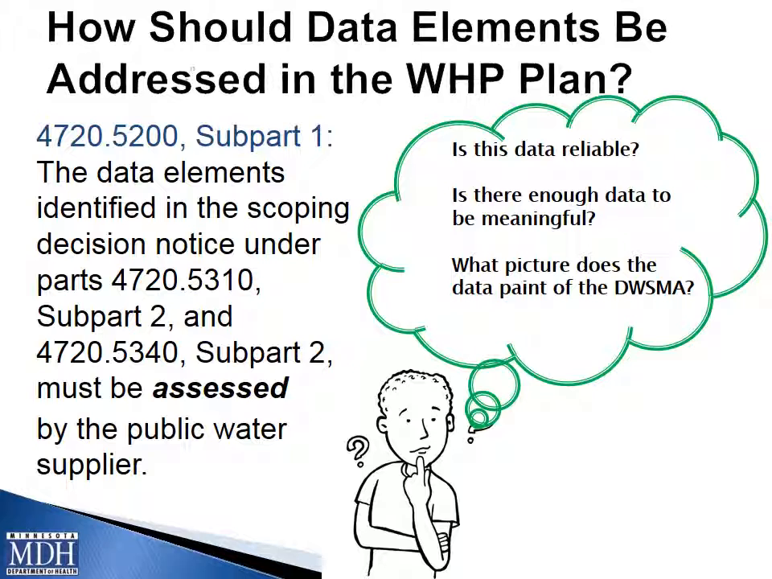Finally, the data must be viewed in the context of how what is known about the data may relate to the management of the DWSMA. A particular piece of data may have a profound impact on how a public water supplier can manage the DWSMA, or it may have absolutely no impact at all. Noting either how the data may impact the DWSMA management or even the fact that the data has been evaluated and determined to have no impact at all are both noteworthy.